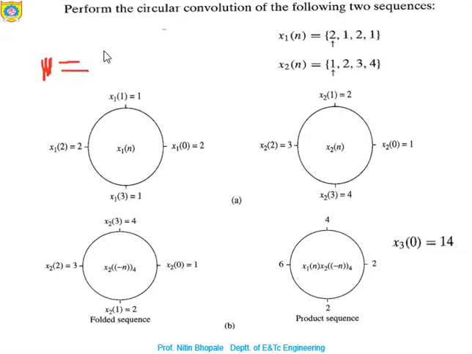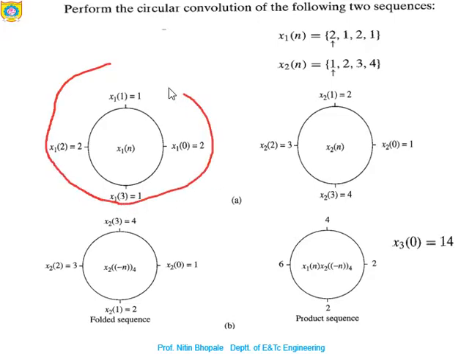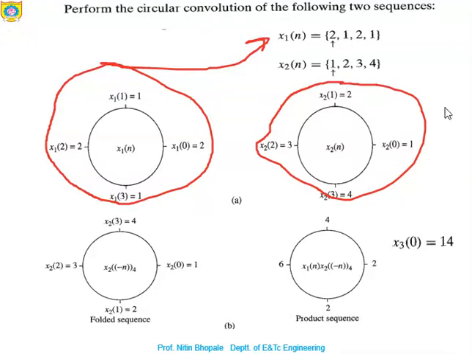For this m equal to 0 case, that is x3 of 0, it will be quite simple. x1 will be taken as it is over here. X1 is nothing but 2 1 2 1: x1 of 0, x1 of 1, x1 of 2, x1 of 3. This is the x2 of n, and it is varied in an anti-clockwise fashion. x1 of 0 is also written in an anti-clockwise fashion.